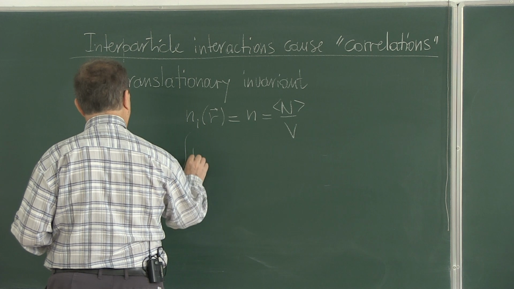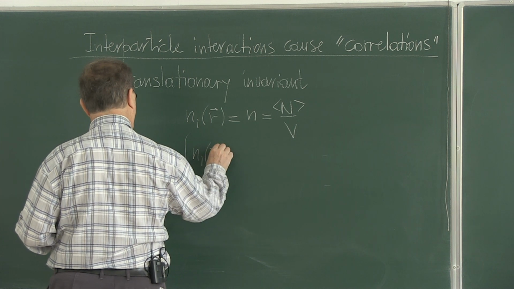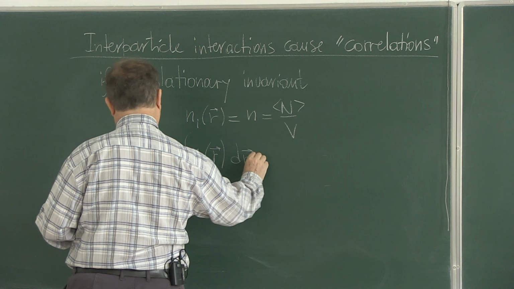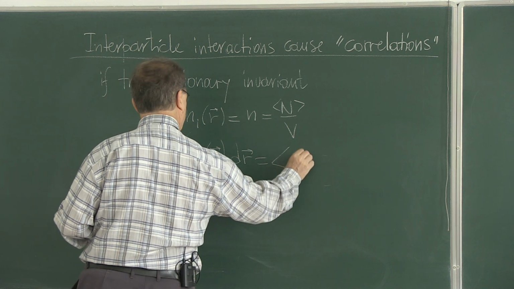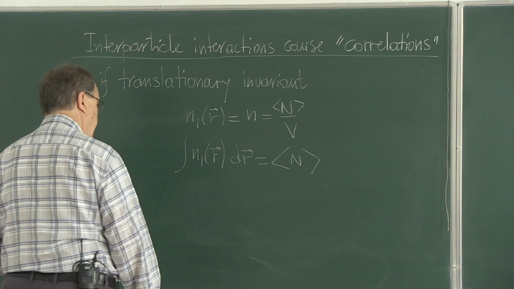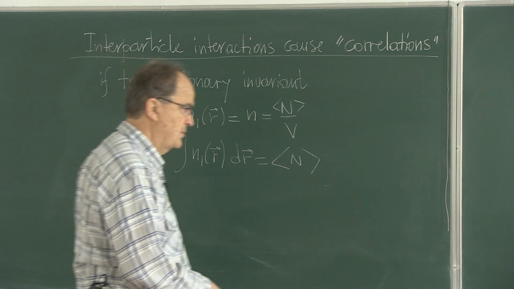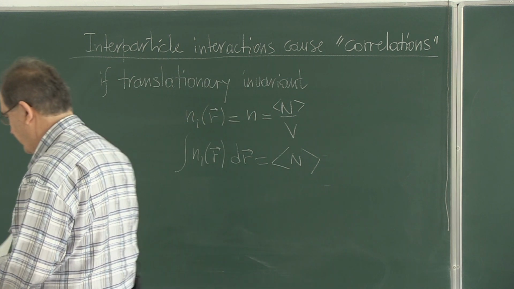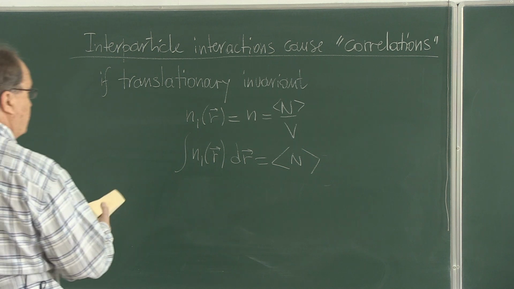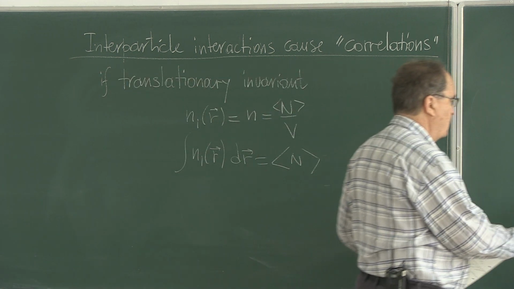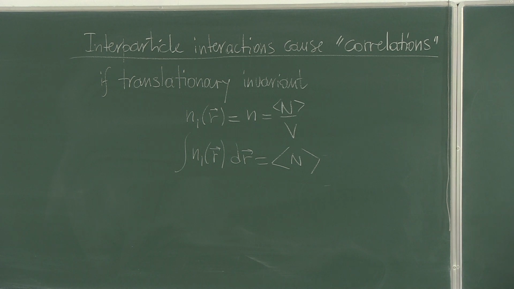So the integral of N1(R) dR is the average number of particles in the system. If n is constant, you have volume. The integral gives you volume, isn't it? So this is if translationally invariant, meaning equally probable to find the system anywhere.